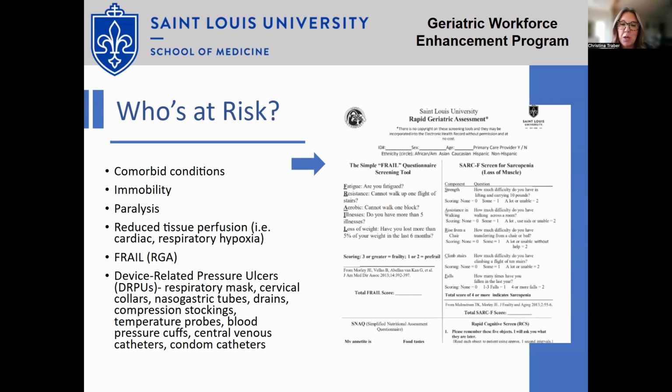And then there's a category, just to mention, of device-related pressure ulcers. So people that need respiratory masks or have NG tubes or drains. Those people that have condom catheters. I had a patient who had a condom catheter on for incontinence, and he unfortunately had dementia and could not verbalize anything to his caregivers. And the condom catheter was too tight, and he actually developed gangrene on his penis. So just all of those kinds of things, looking at all of those and how they interact, are important.